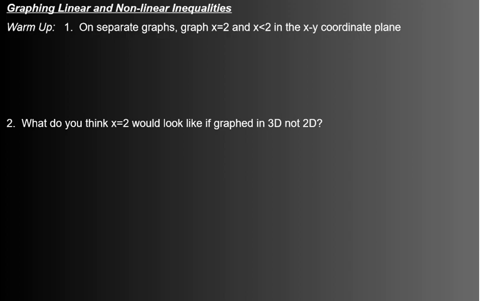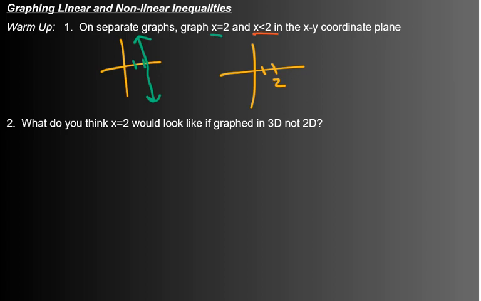We would have, let's do some yellow. So we'll do x equals 2, right, would just be the vertical line through 2. And x less than 2, 2 again. Let's do this right here.